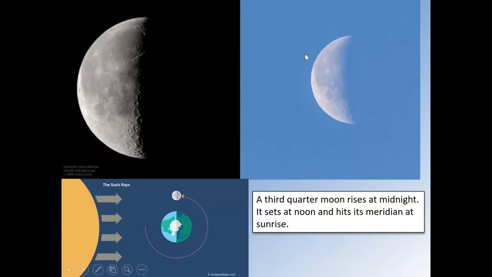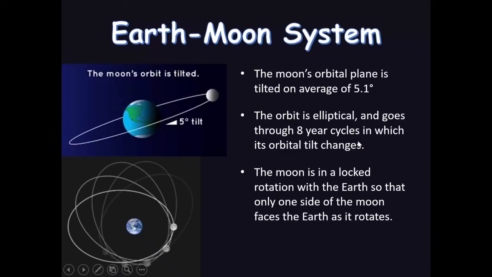Okay. Third quarter moon, people don't notice third quarter moons or waning moons as much because they're out more during the night. But it sets at noon, it hits the meridian at sunrise. And you rarely see, well, you do, but you'll see crescent moons once in a while. Usually it'll be when they're close to the horizon, either during sunrise or sunset.